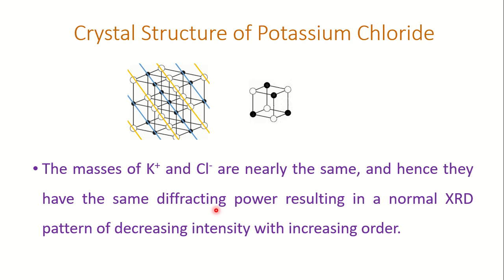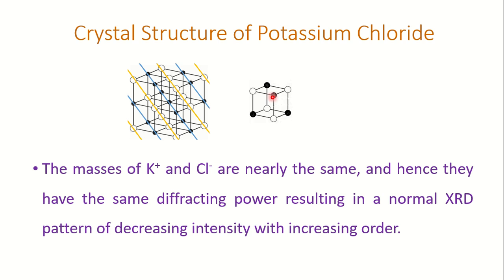So now come to the question: why simple cubic despite being face-centered cubic? If you divide this unit cell into 8 equal small cubes, then you will see this type of structure which comprises 4 K+ ions and 4 Cl- ions, and within the crystal there is a half KCl molecule.